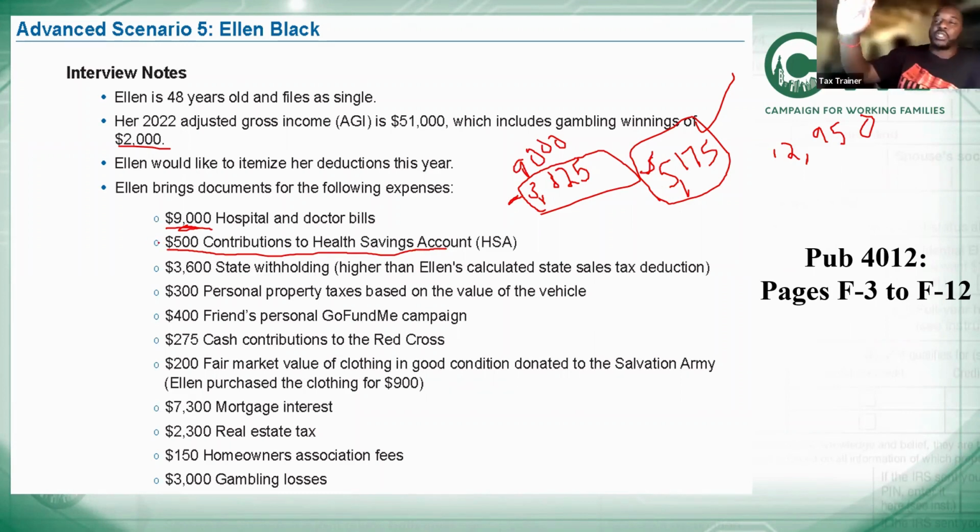Let me get something out for you guys because I want to make sure you understand this one. This can be confusing. There are two types of deductions. There's one that's called an adjustment, and there's one that's actually just called a deduction.